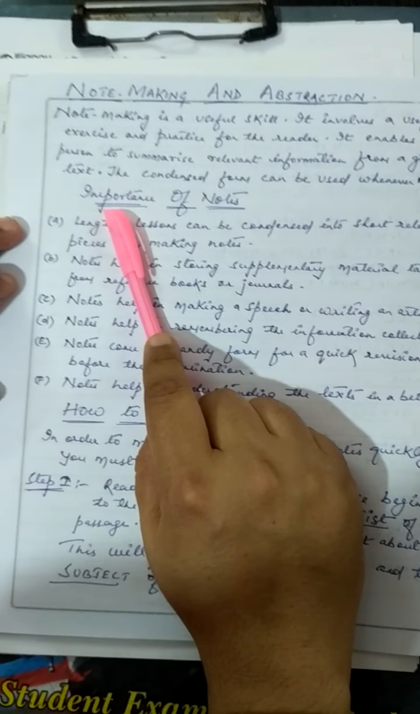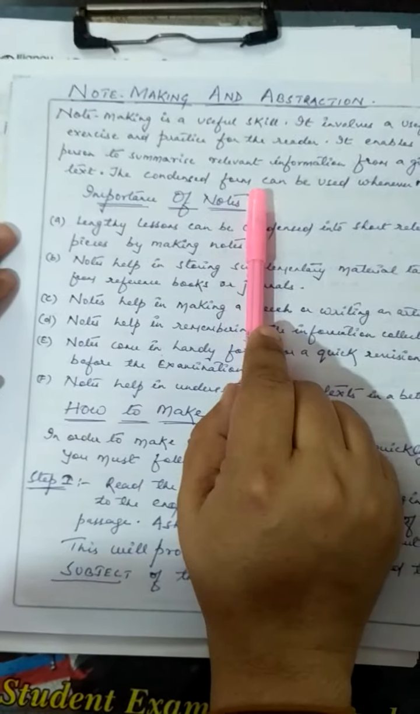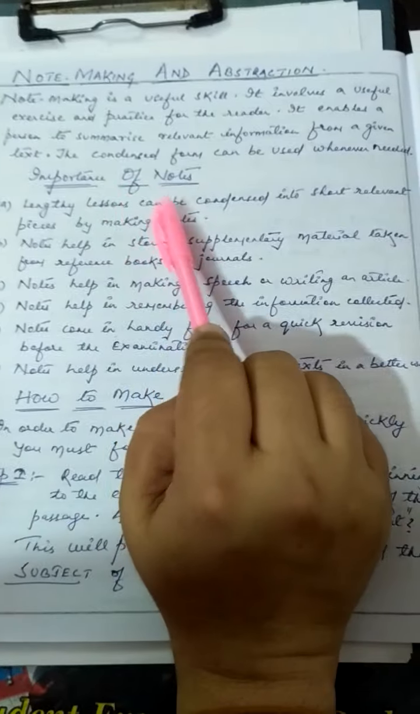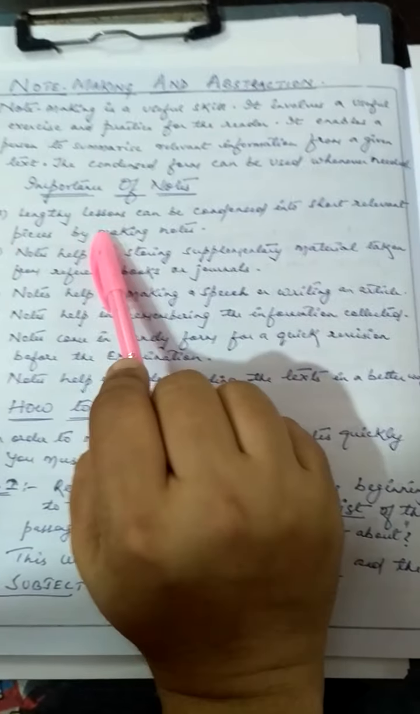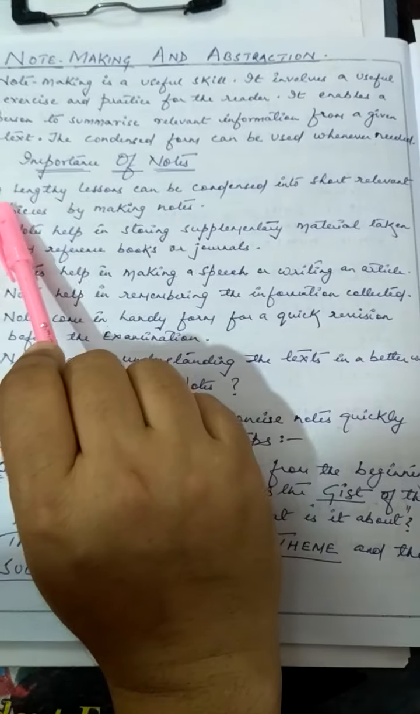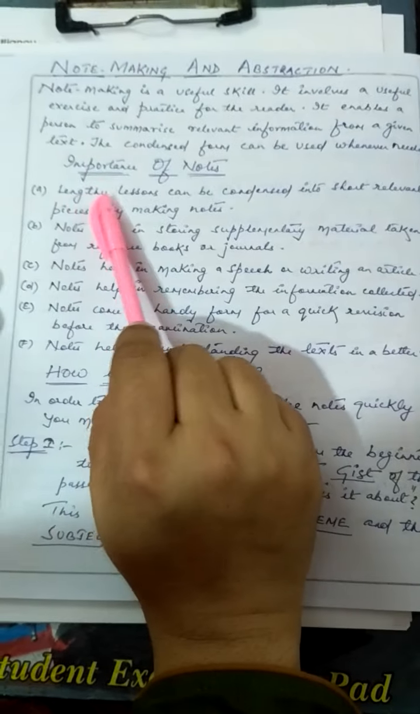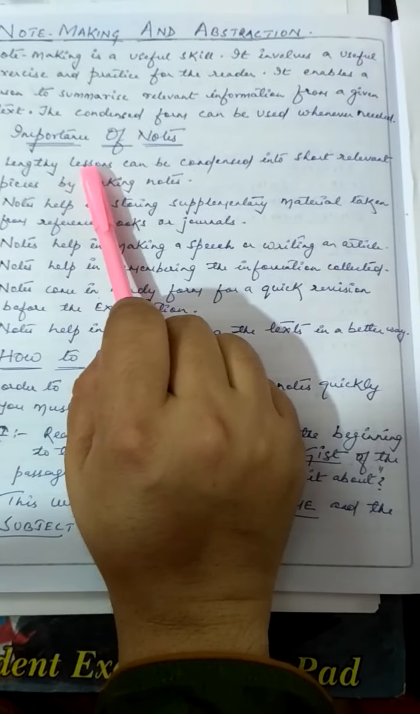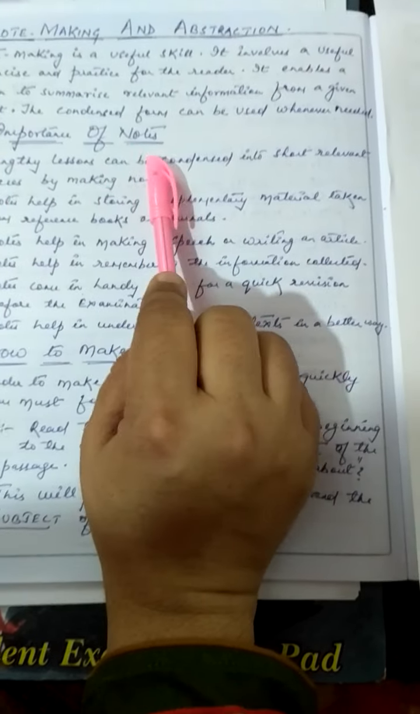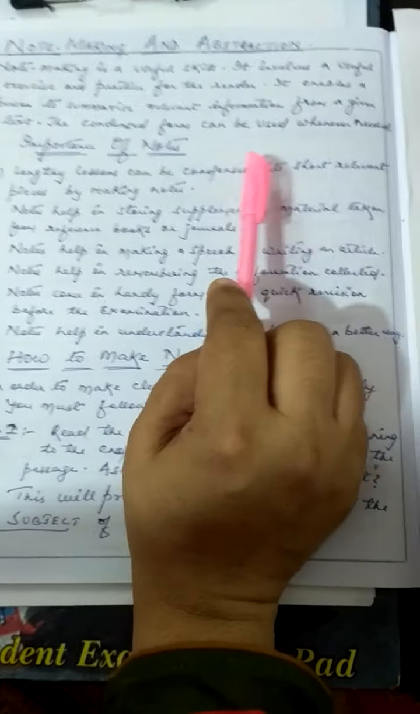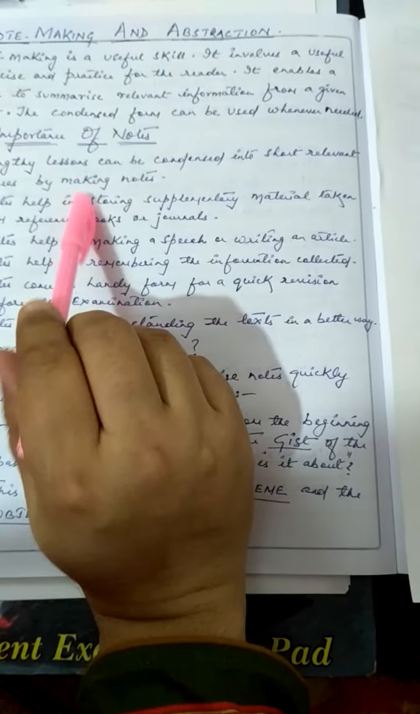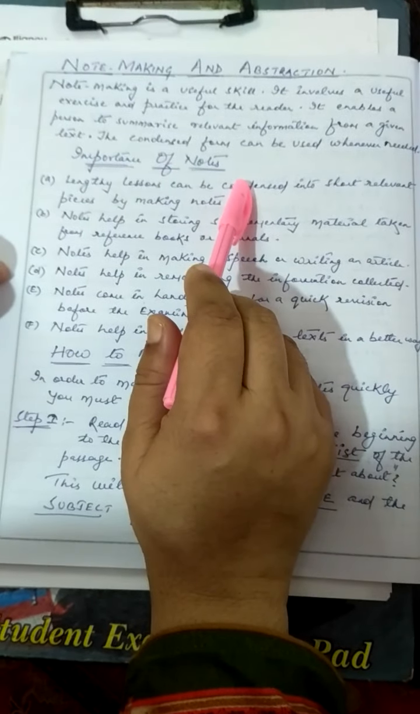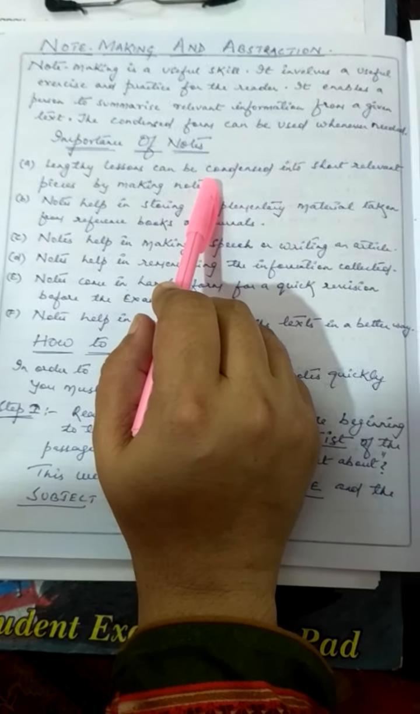Now the next topic comes, that is the importance of notes. What is the importance of notes? First importance: lengthy lessons can be condensed into short relevant pieces by making notes. Lengthy lessons means what? Very lengthy lessons. Suppose, for example, 50 pages or 30 pages of lessons, and so on. These lessons can be put in a short way, in short relevant pieces, in the form of notes. So you need to understand those lessons in the form of notes.